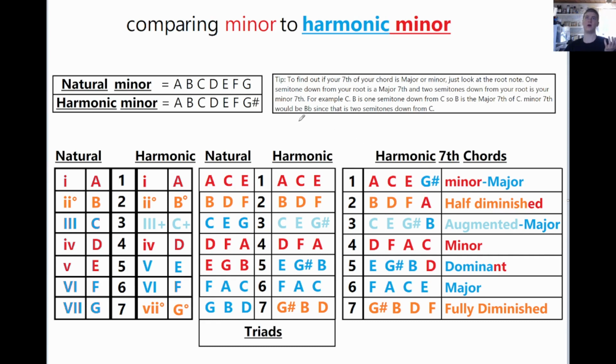Or you can think, okay, if I want to make this a major seventh chord, I'm going to add the note that's a semitone away from the root. Or if I want to make it a minor seventh, it's going to be two semitones away from the root. Okay, so now that we went over that, it's going to make a lot more sense when I go over this. And now I'm going to show you how this helps us find the quality of these chords.